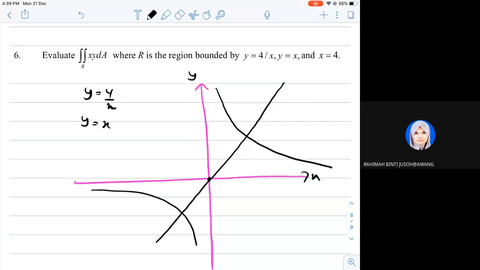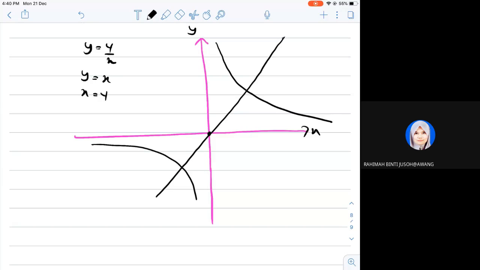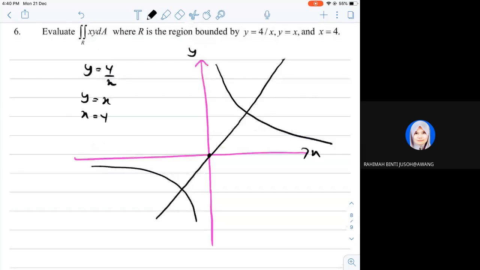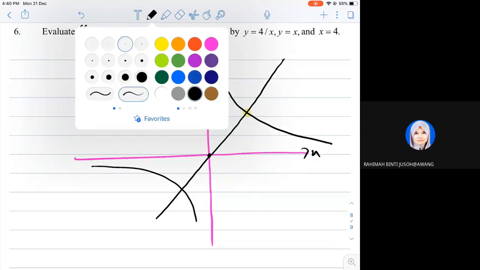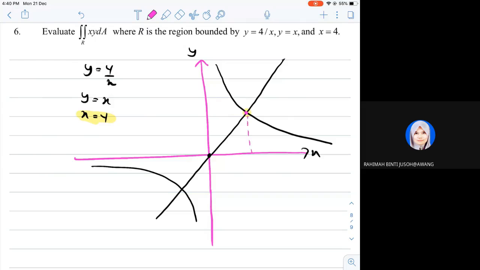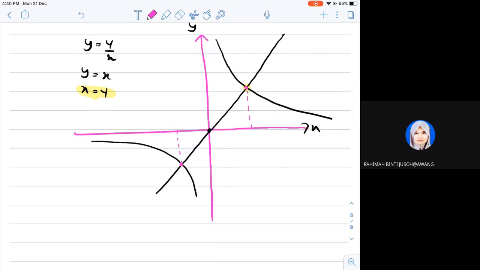Okay, next we have x equals 4. Alright, so now guys, before you plot x equals 4, we need to know the position of x equals 4. Dekat mana position dia? First we need to identify the coordinate of this point and the coordinate of this point. So how do we find this? This is the intersection point, isn't it? Intersection between y1 equals y2.